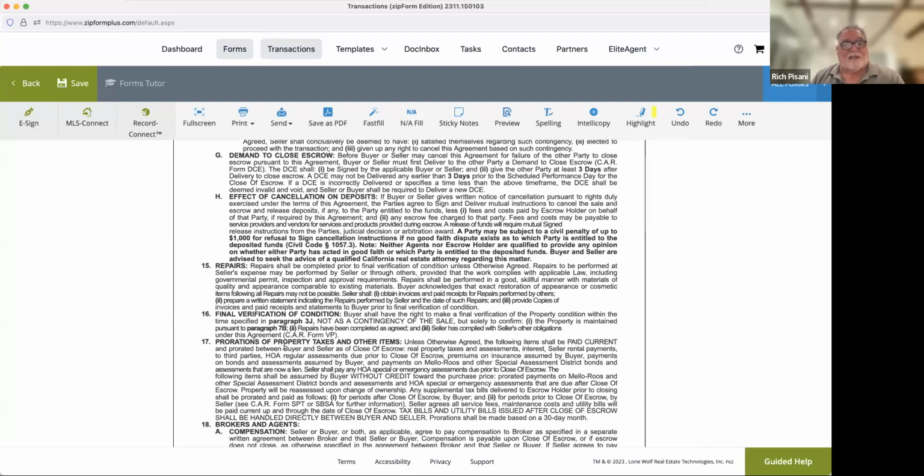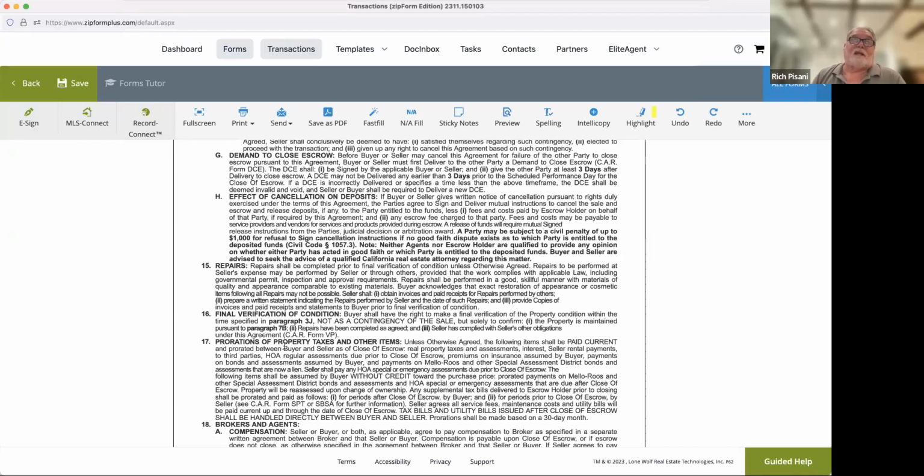And then we go into final verification. The buyer shall have the right to make the final verification of property within the time specified, but it defaults to 5. This is not a contingency of the sale, but solely to confirm, number 1, that the property is maintained pursuant to paragraph 7B, repairs have been completed as agreed, and seller has complied with seller's other obligations under the agreement.